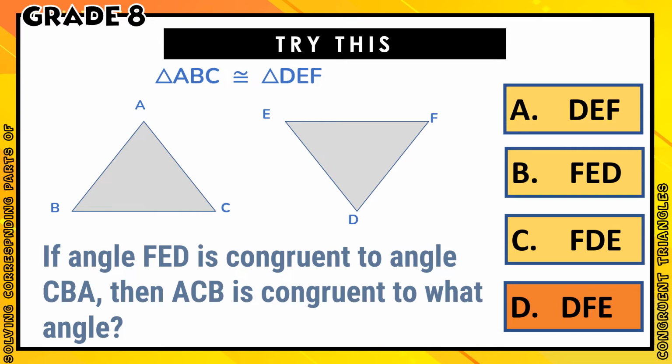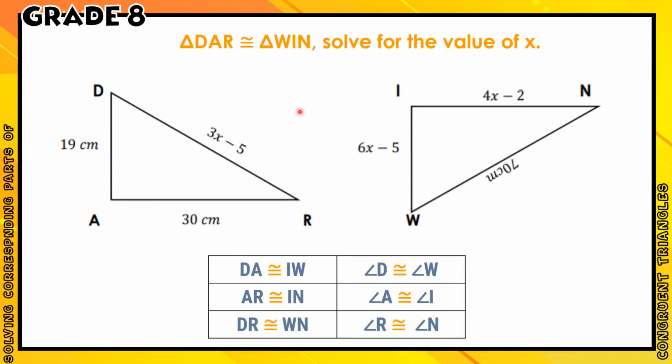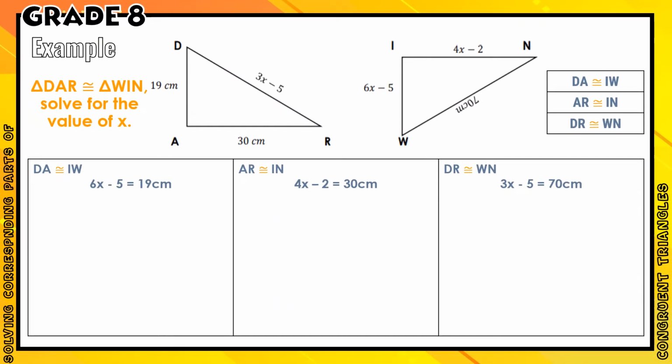Okay, next. So this time, let's try to compute for the values of x, where I have here triangle DER is congruent to triangle WIN, and we are asked to solve for the values of x. For us to solve for the missing parts of congruent triangles, kailangan hanapin muna natin yung mga kapartner nila, where we have here side DA is congruent to side IW, side AR is congruent to side IN, and side DR is congruent to side WN.